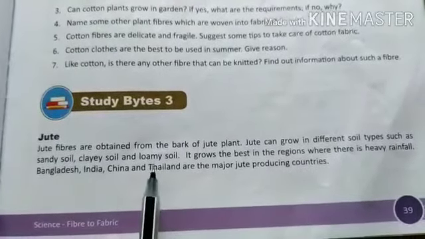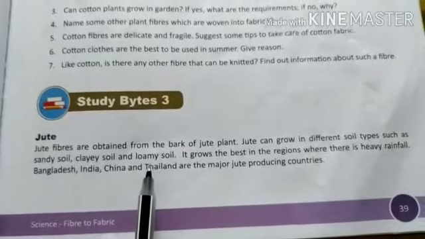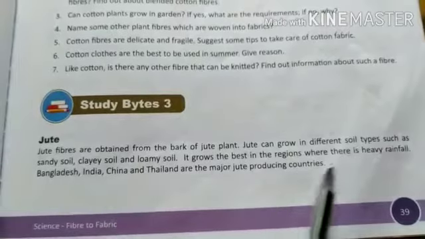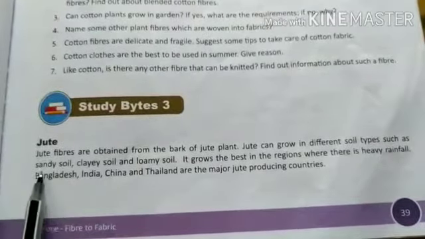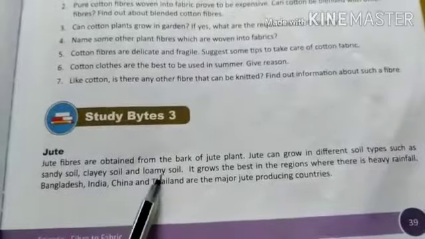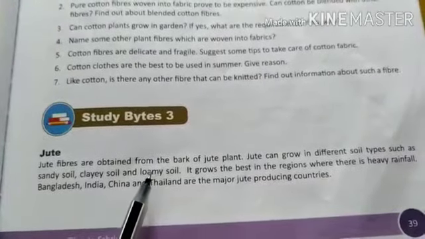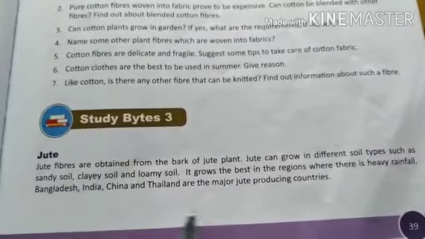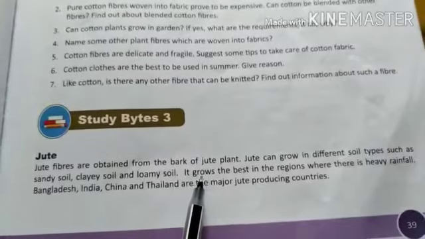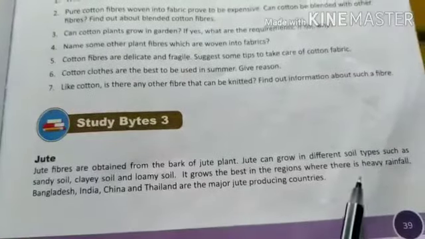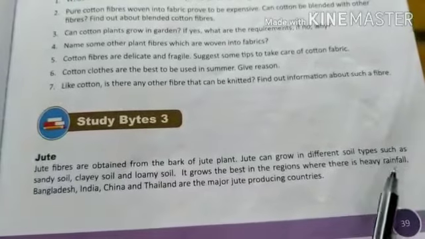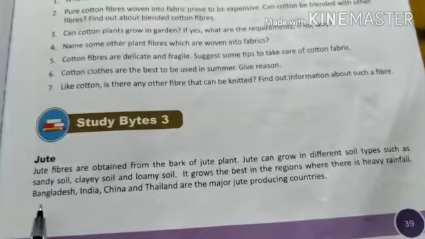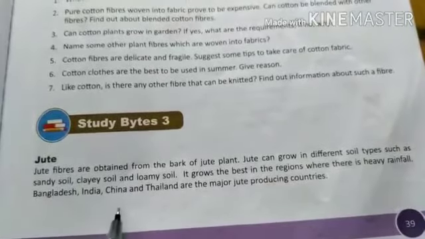Here we have discussed the requirements needed by the jute plant to grow properly. They require different types of soil like sandy soil, clay soil or loamy soil. That means the jute plant can grow easily on these types of soils, and it is very well suited to regions which receive heavy rainfall. And the countries where jute is produced are Bangladesh, India, China and Thailand.